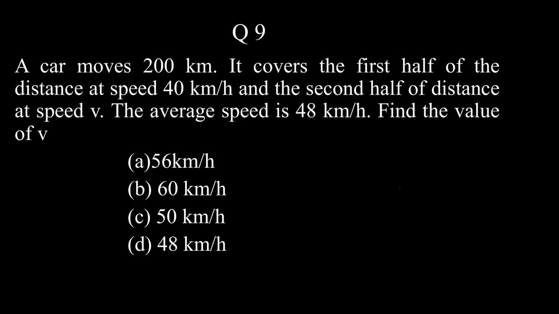A car moves 200 kilometers. It covers the first half of the distance at speed 40 kilometers per hour and the second half of the distance at speed v. The average speed is 48 kilometers per hour. Okay, so a very straightforward question.